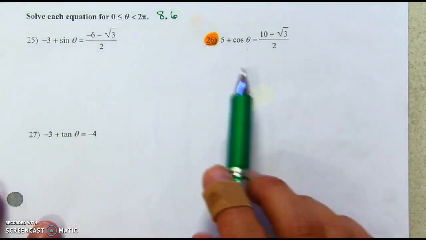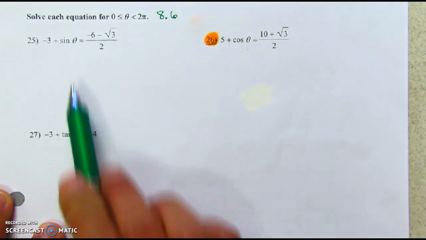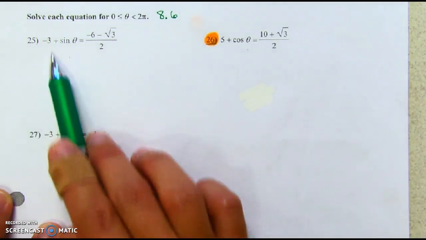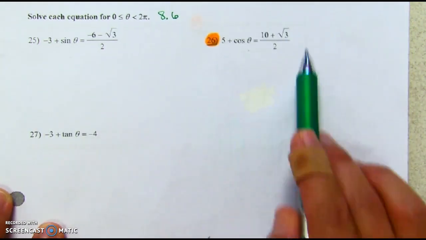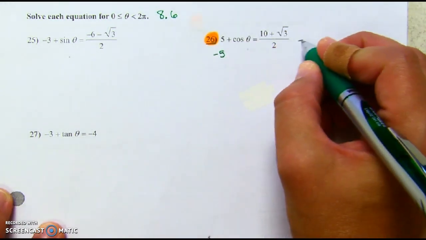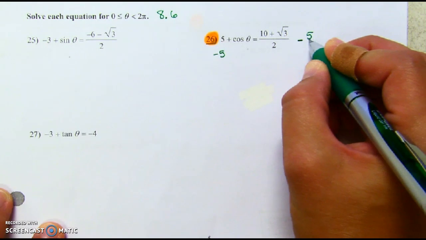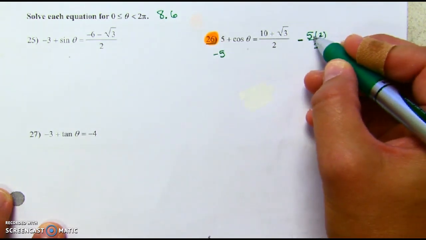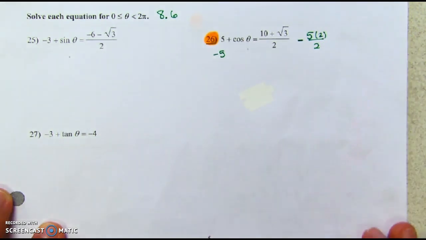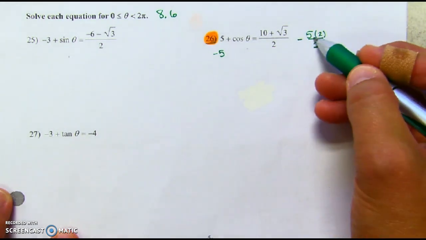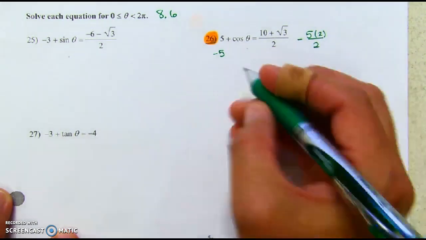All of these trig functions are by themselves except for a plus or minus, so we need to just move this term to the other side. So this is a 5, so we're going to subtract 5. But when I subtract 5, I need to have a common denominator with 2. So I'm going to say minus 5 times 2 over 2, like that. So I made the common denominator, but I'm still subtracting the number 5 because 2 divided by 2 is 1.